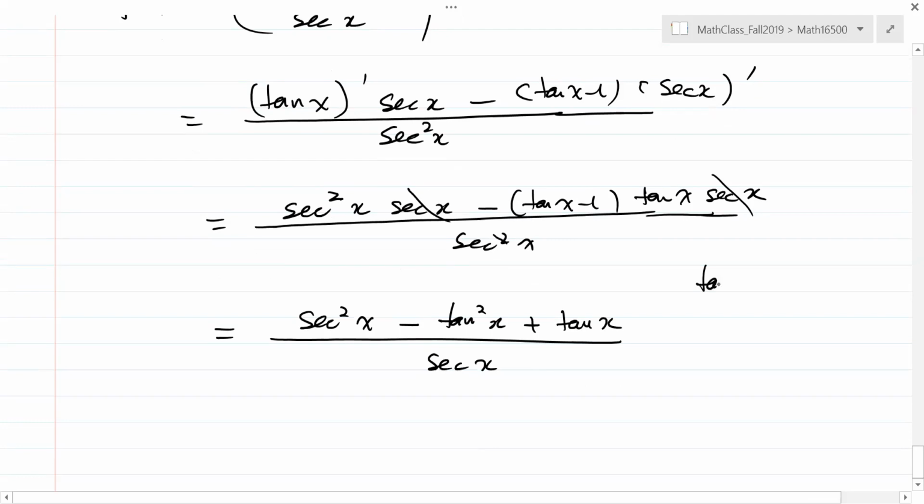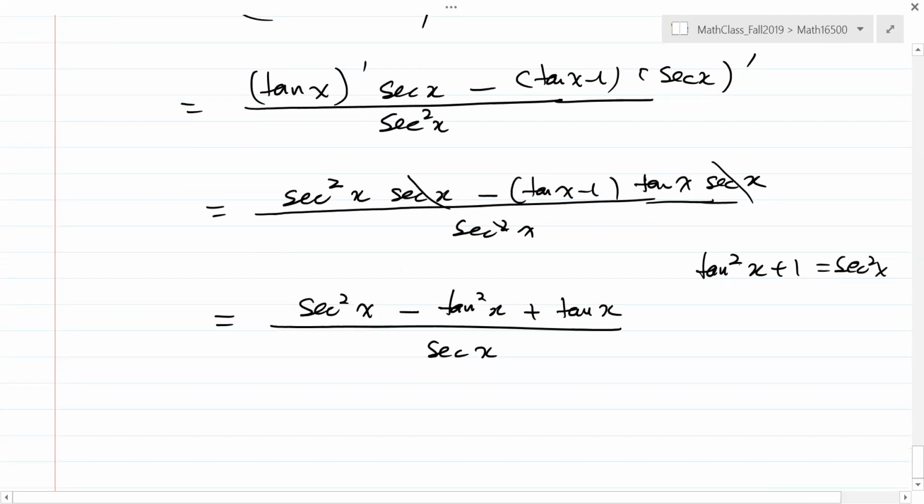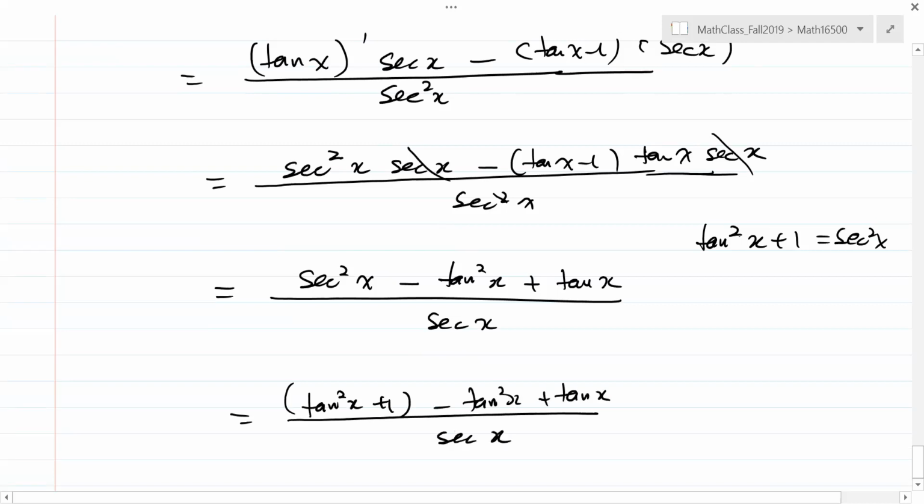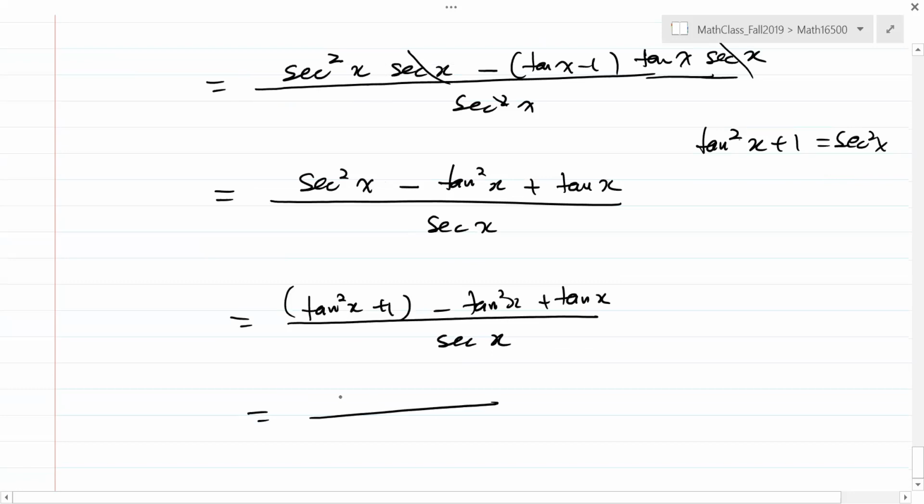We know that tangent squared x plus 1 equals secant squared x. So you can replace, if you don't like secant squared, then just replace it by tangent squared x plus 1. So tangent squared x plus 1 minus tangent squared x plus tangent x. And then you get 1 plus tangent x, times secant x. That's it. So this is the simple form.